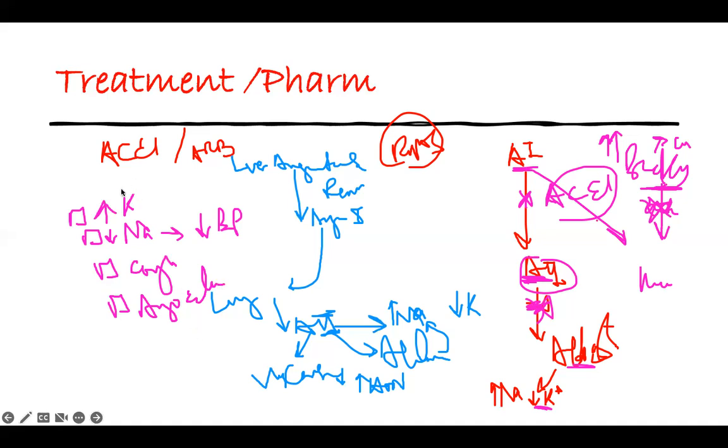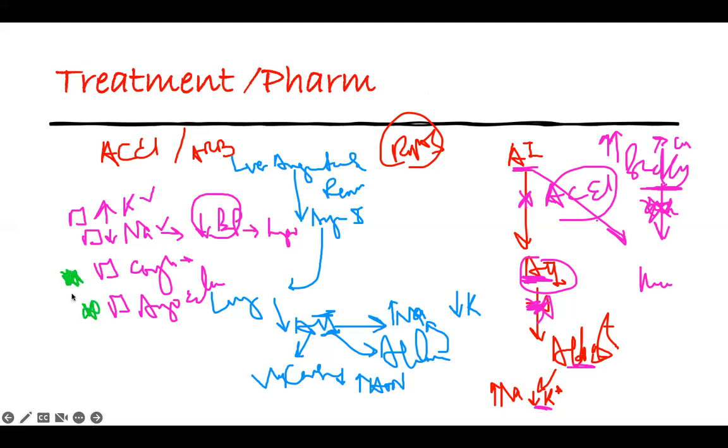These are the side effects of ACE inhibitors. They increase your potassium and lower your sodium, so they lower your blood pressure, so you can have orthostatic hypotension. And then you have cough. These two symptoms are not common. They are not something you ignore.